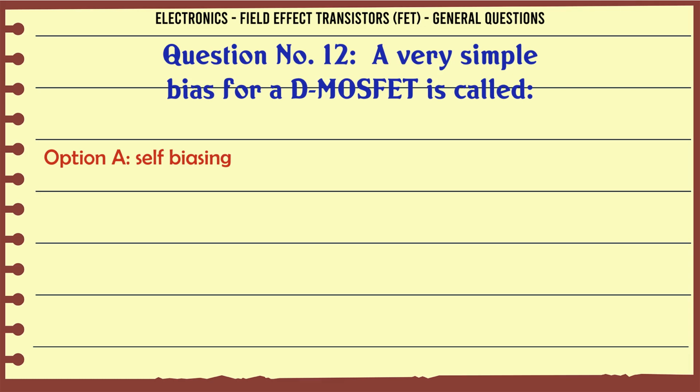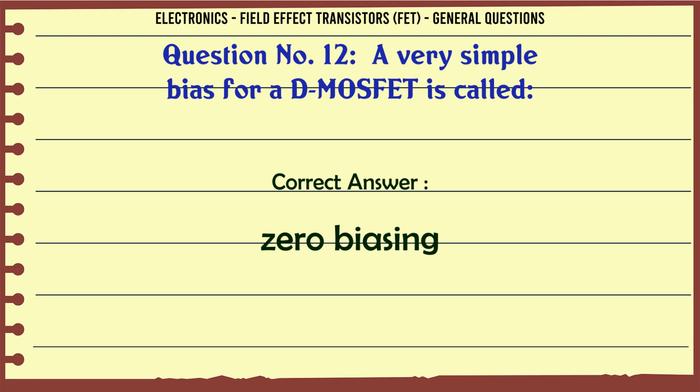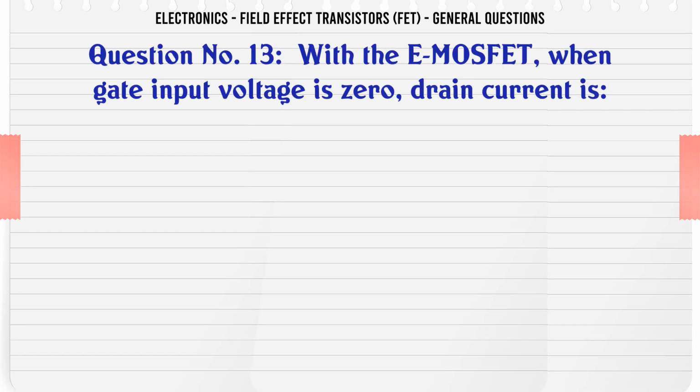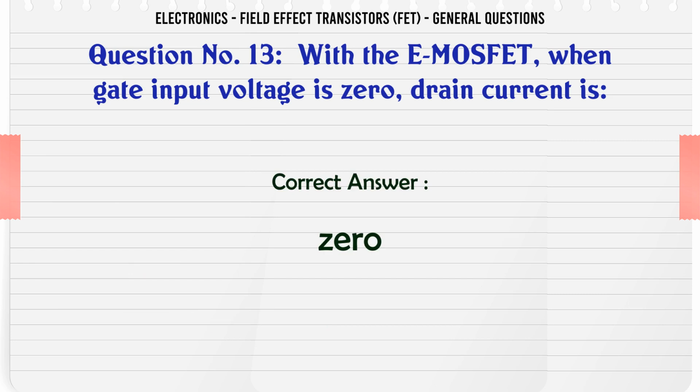A very simple bias for a D-MOSFET is called A. self-biasing, B. gate biasing, C. zero biasing, D. voltage divider biasing. The correct answer is zero biasing. With the E-MOSFET, when gate input voltage is 0, drain current is A. at saturation, B. 0, C. IDSS, D. widening the channel. The correct answer is 0.